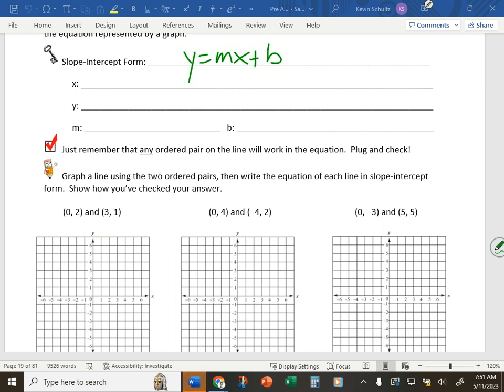In the slope-intercept form, y equals mx plus b, that x right there, what does that variable represent? Gregory. The x value of any pair on the line. Right. The x value of any ordered pair on the line. And likewise, the y value represents Gregory, the y value of any ordered pair on the line.